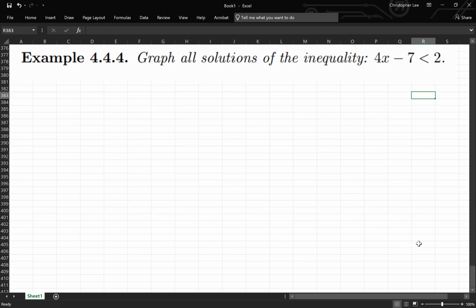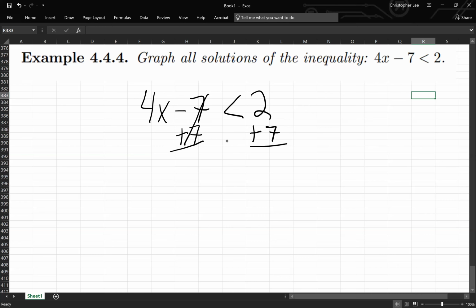All right, we good? All right, let's try this out. So I got 4x minus 7 is less than 2, right? So I'm going to add 7 over here to get all my numbers on one side. But you know what I do to one side of the inequality, I got to do to the other side of the inequality, right? So now what do I have? I have 4x is less than 2 plus 7. What's that, like 9 or something?